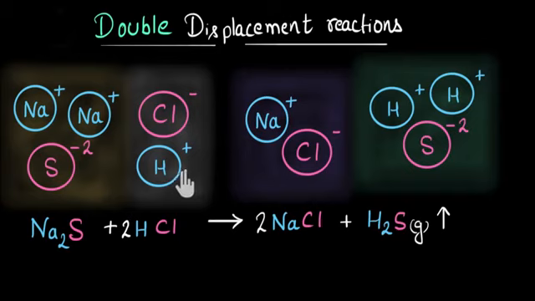And also we are no longer having hydrogen ions in the solution. And that means we can no longer form hydrogen chloride. The hydrogen and the sulfide ions will combine together to form hydrogen sulfide gas, which will escape out of the solution.